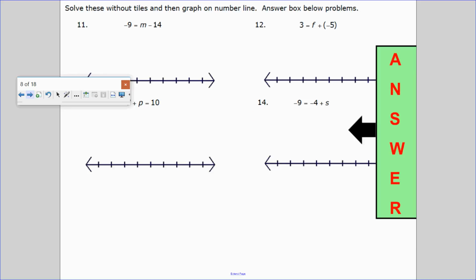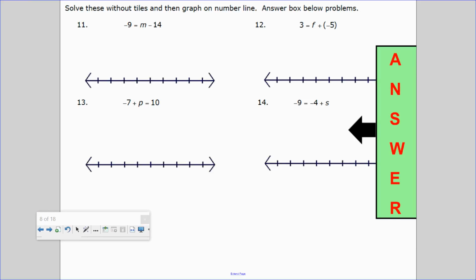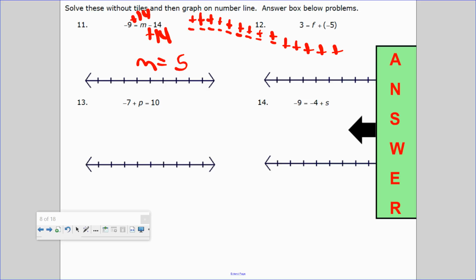Let's go here now. So solve these without tiles and then graph on a number line. So I need to isolate this variable m. In order to isolate variable m, I need to do the inverse operation of minus 14: plus 14. What do you get? We get 9 negatives and 14 positives. It is m equals positive 5.